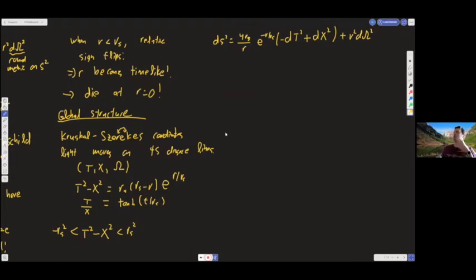But one thing you can see looking at this metric already is that nothing bad happens in this metric at R equals R_S. But something bad does happen at R equals 0. So by switching to these Kruskal coordinates, we've removed any confusion about whether or not there's something funny going on at the horizon. There clearly isn't anything funny going on at the horizon.